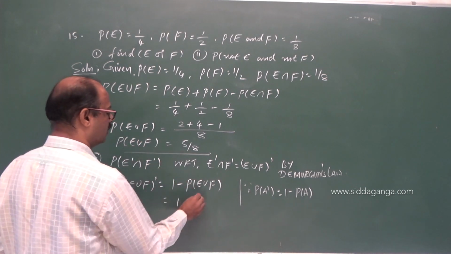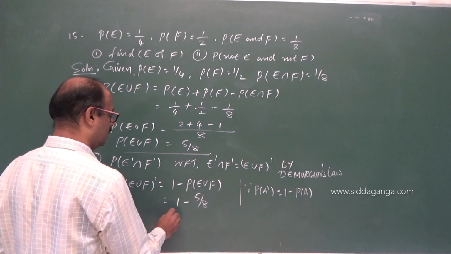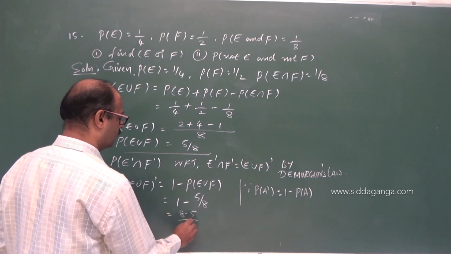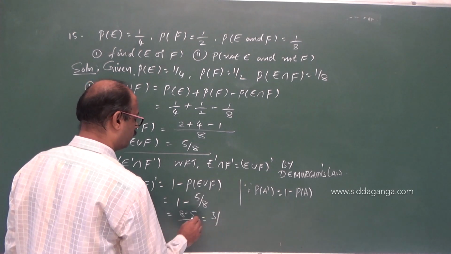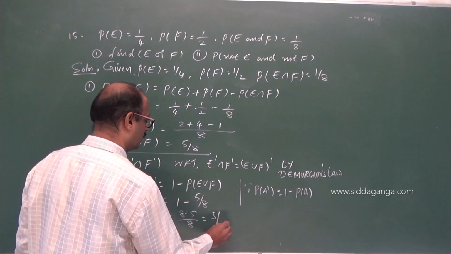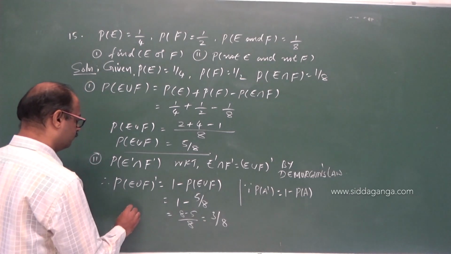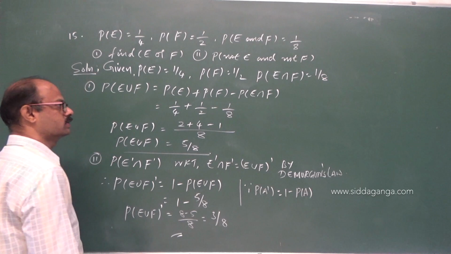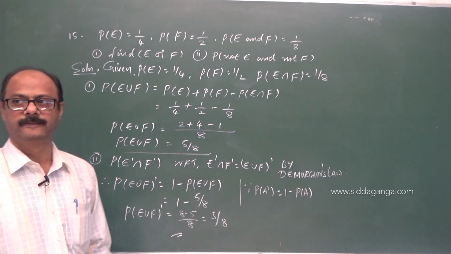They have given it as 5 by 8. So substitute 5 by 8. Take the LCM. This is 8 minus 5 divided by 8, which is equal to 8 minus 5 is 3. You will get 3 by 8 is P of E union F whole dash is 3 by 8.